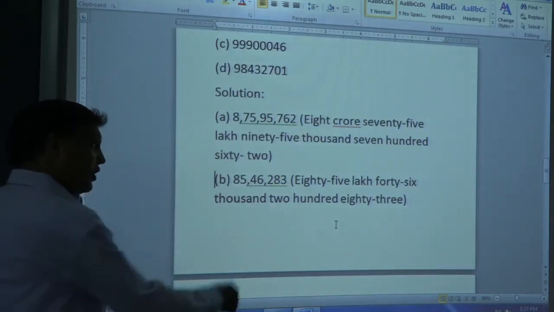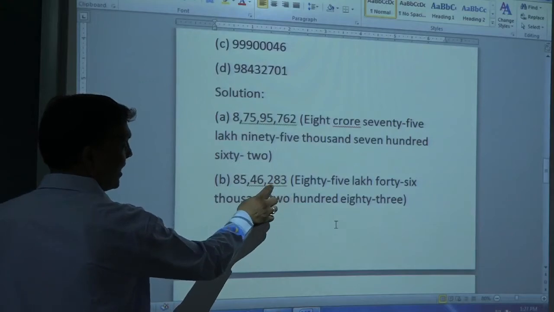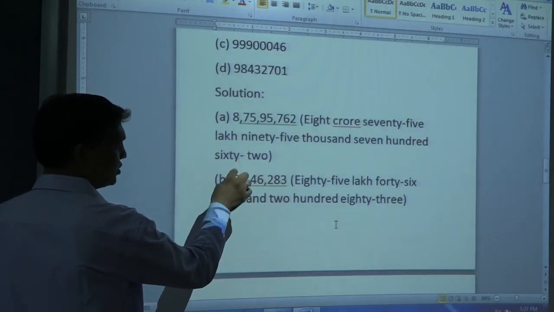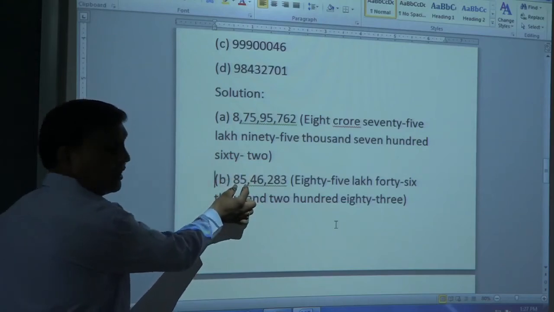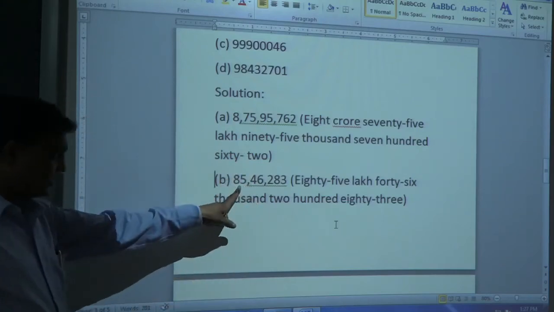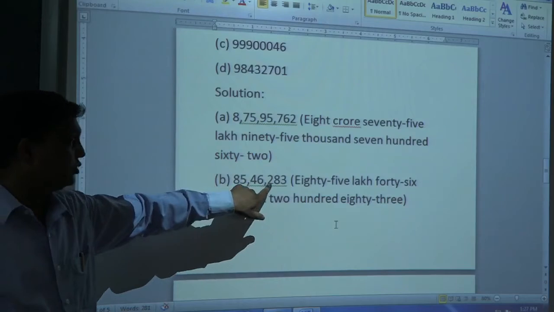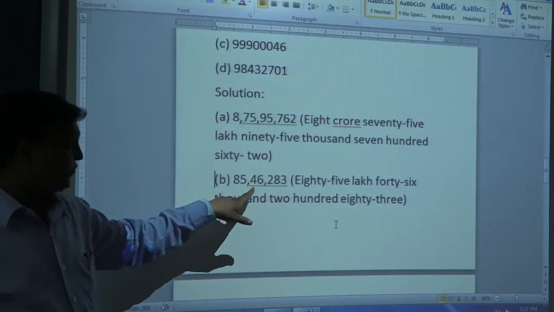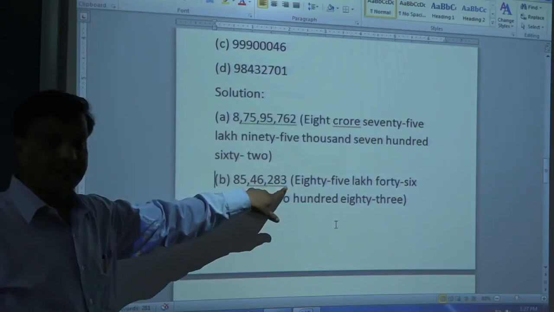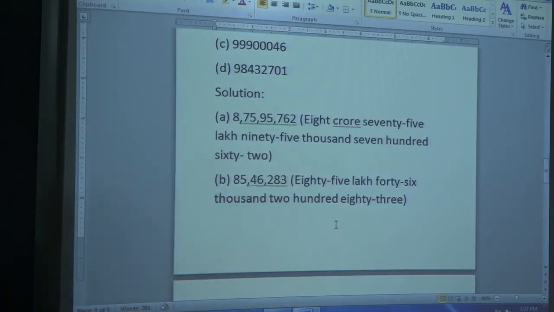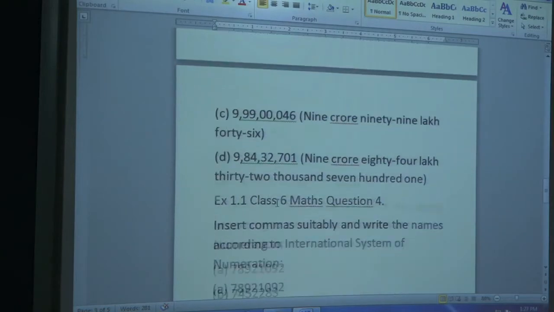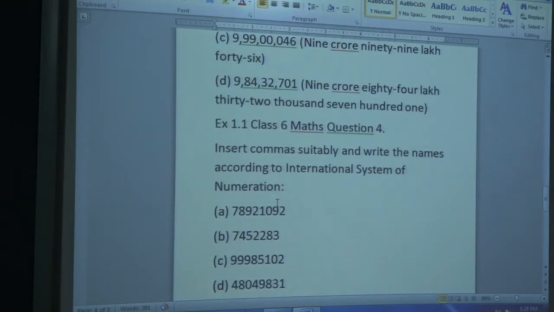Now, second question. Again, you have to put a comma. Here, 3 digits before the comma, 2 digits before the comma, 2 digits before the comma. Now read from the first digit to the last digit, from right to left, which are the places. Now here is ones, tens, hundreds, thousand, 10,000, lakh, 10 lakh. So 10 lakh, these two you have to read together: 85 lakhs, 46,283. Now next question.